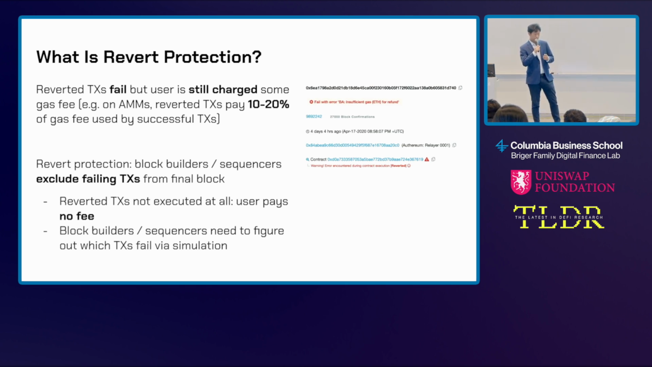Now, revert protection is where block builders or sequencers exclude these failing transactions completely from the final block. So in this case, the reverted transaction is not executed at all, and the user pays no fee as opposed to a percentage of a fee on some chain that does not have revert protection. The main challenge of this for block builders and sequencers is that they need to figure out which transactions will fail based on simulation.